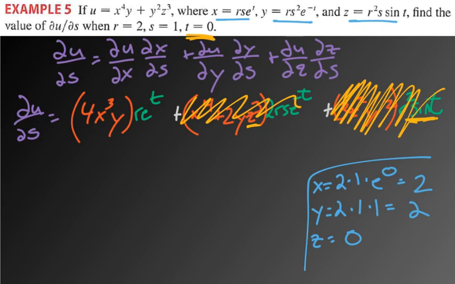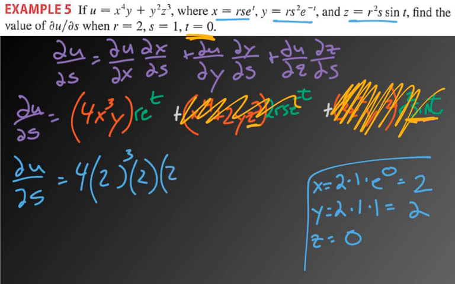So we really just need to go plug in. The whole partial of u with respect to s is boiling down to just 4 times x cubed, which is just 2 cubed, times y, which is 2, times r, which is 2, and then e to the t, e to the 0, and that equals 128.